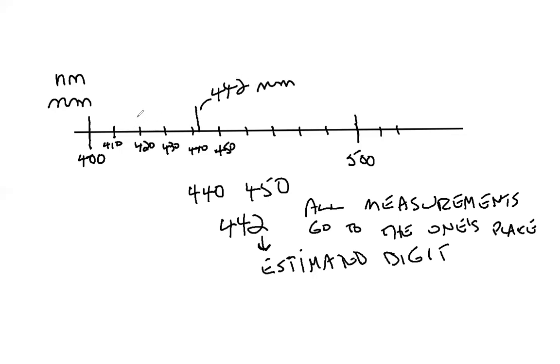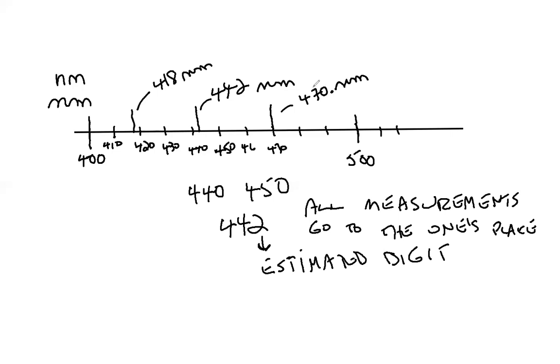So if we were, say, here, this would be 410, and then from 10 to 20, it looks like it's at the 8. That'd be 418 nanometers. Let's say I thought something was right here. Okay, well, that's 450, 460. This is at 470. So this is 470. To show that this is good to the ones place, I need a decimal point, nanometers.